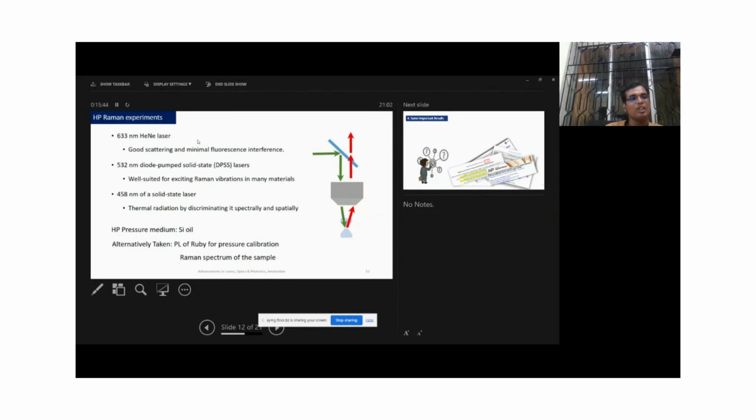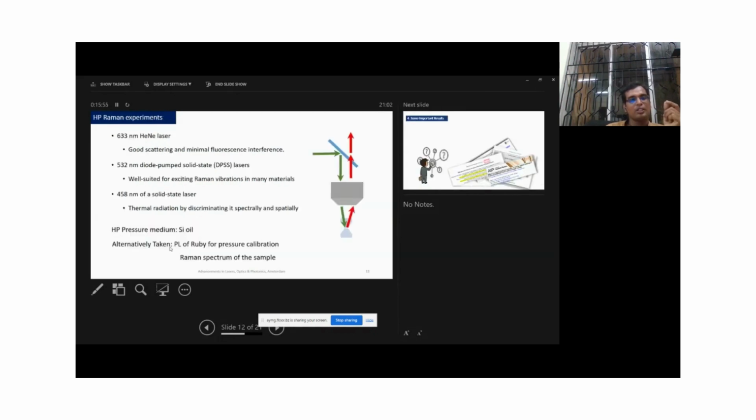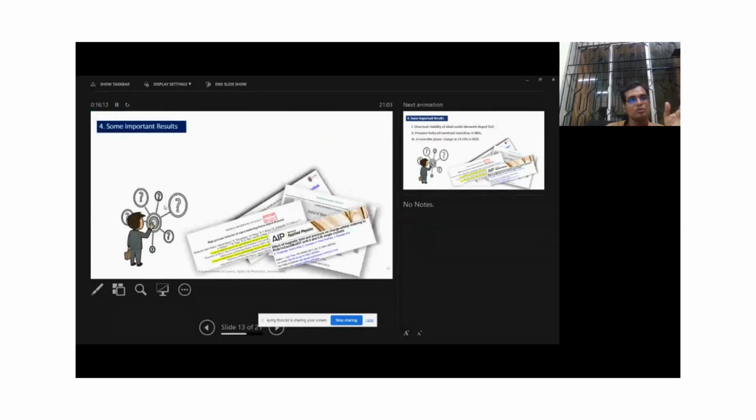In this case we can use silicon oil as a high pressure medium, whereas in the previous case we can use helium gas as a high pressure medium. In both cases, we alternatively take the ruby as the pressure calibrant for the PL and also the Raman spectra of the sample. So we do PL and Raman at different pressures. I would like to show some of my results.